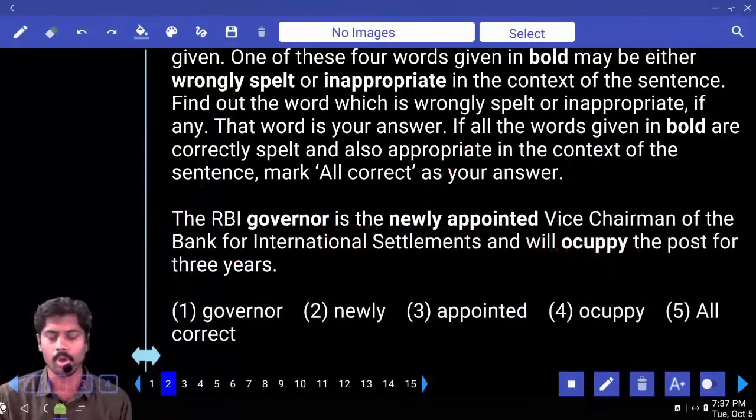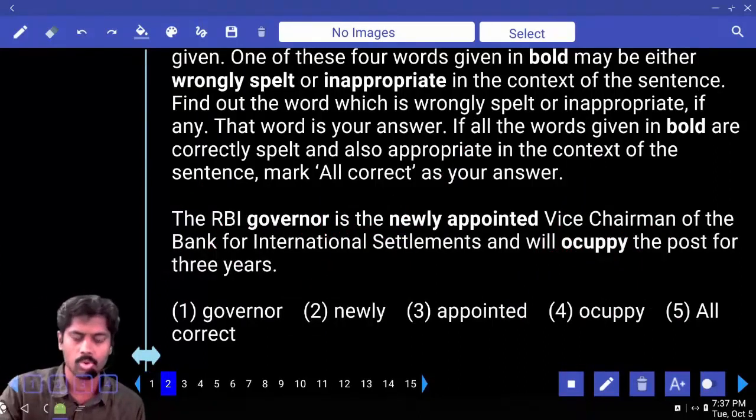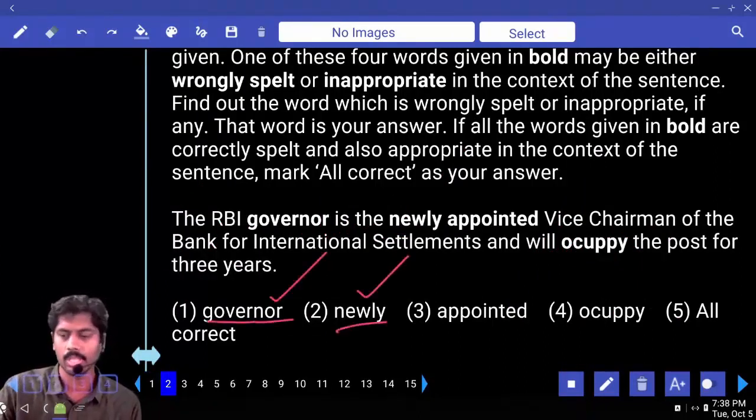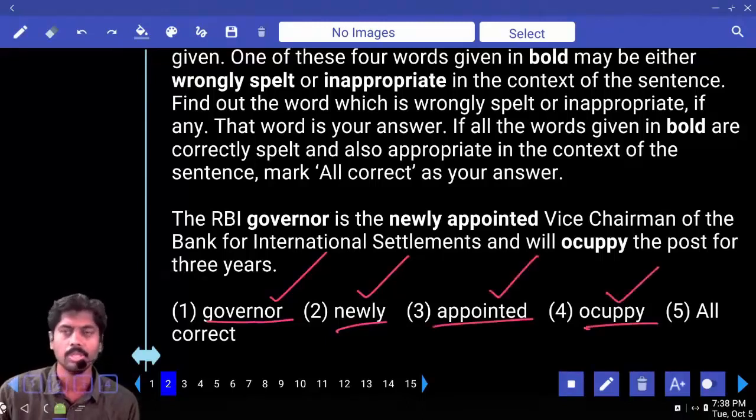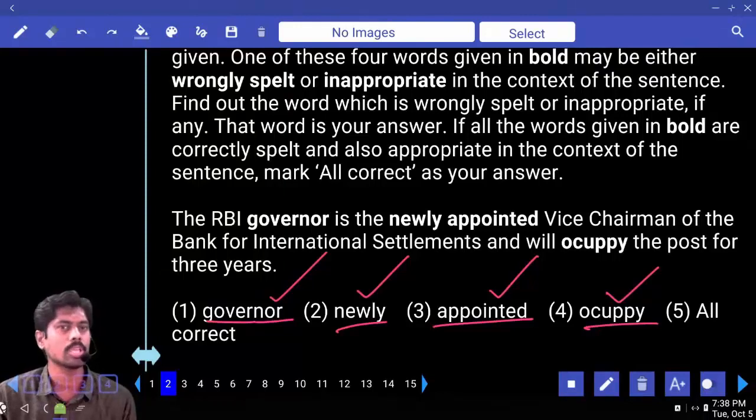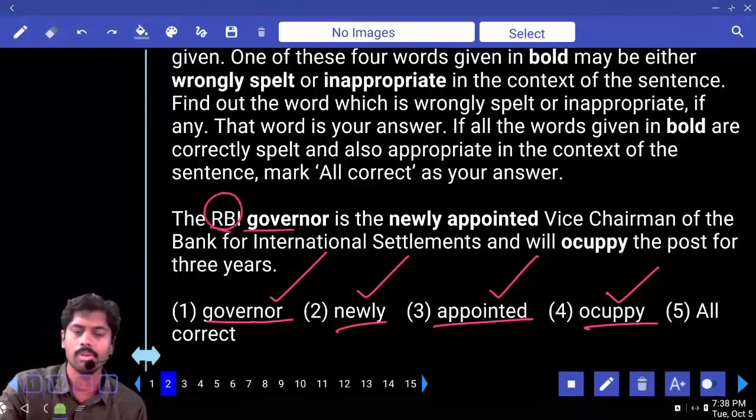Governor, newly, appointed, occupy. GOVERNOR, correct spelling. Newly, correct spelling. Appointed, also correct spelling. Occupy, double P, correct spelling. So let me read the sentence to check if there is any inappropriate word. The RBI governor, okay.